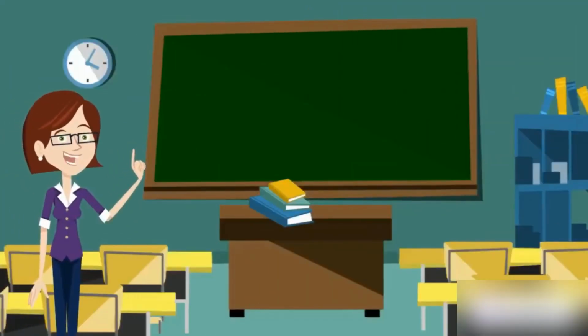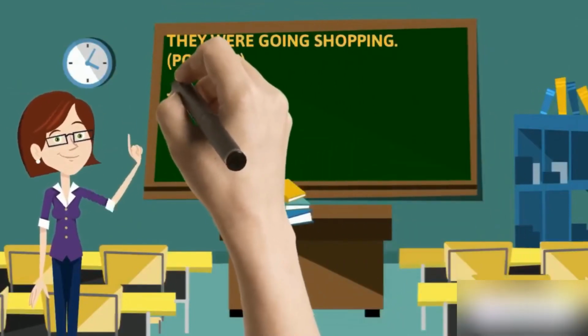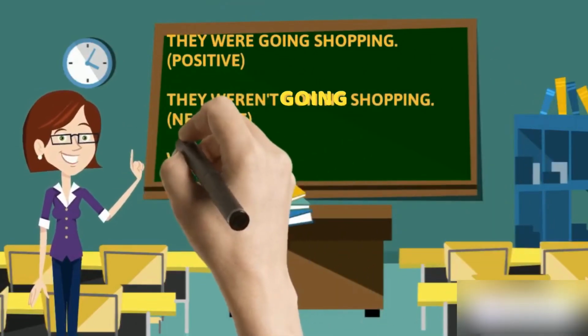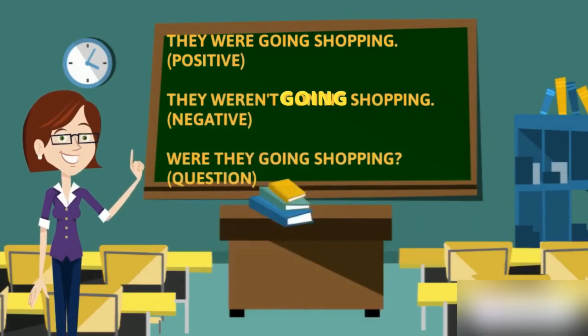Now let's go over other positive, negative, and question statements. They were going shopping, positive. They weren't going shopping, negative. Were they going shopping, question form.